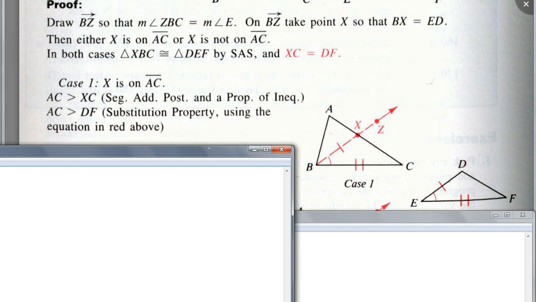Now, the more interesting case is if X is not on AC, either inside the triangle or outside. It doesn't really matter. Does that make sense? So how would you go about proving that case? Well, let me show you right now. Like I said, this is not something that you could just come up with in seconds. They thought of this for a long time, and they realized that if you go this route, you could actually get this right. So let me show you.